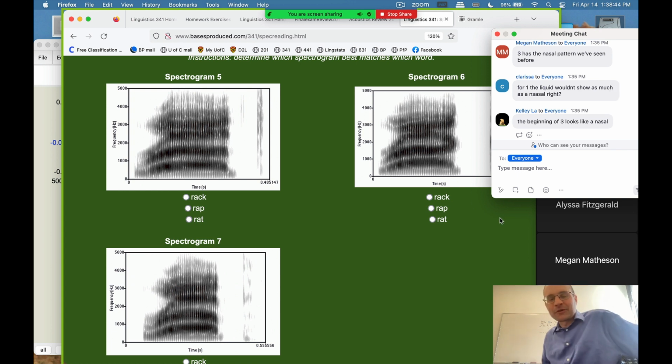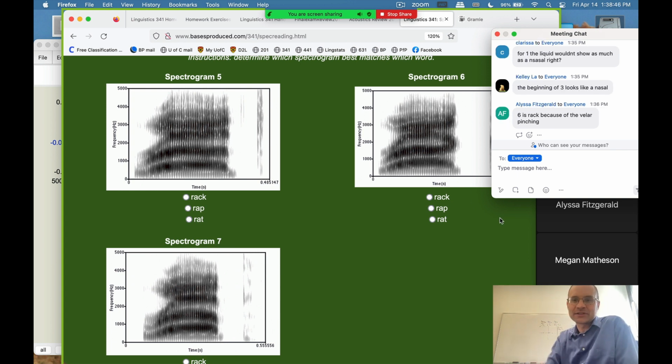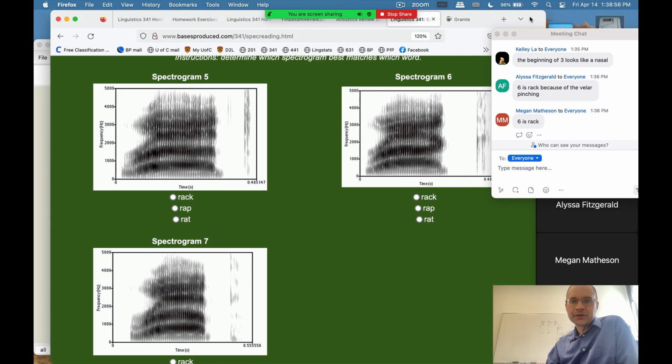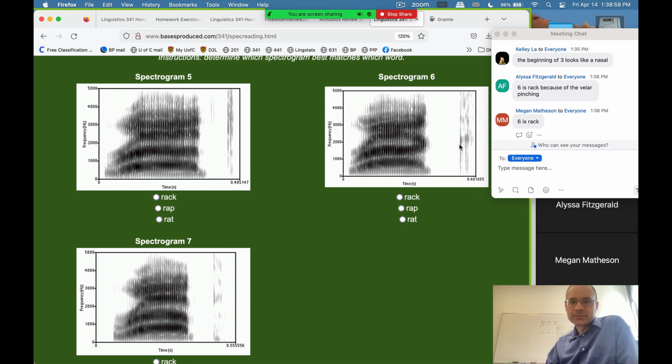We've kind of been focusing on these a bit anyway. So we got 6 is rack because of velar pinching. Very good. So F2 comes up, F3 comes down. That is rack. There's also a bit of a clue in the release burst, which is pretty subtle, but you can see there's kind of a big bump in energy right around here, right where F2 and F3 come together. And there's multiple bursts. That's rack.